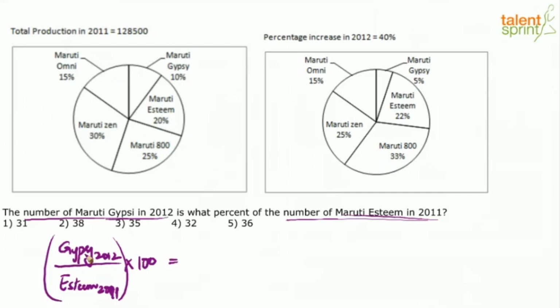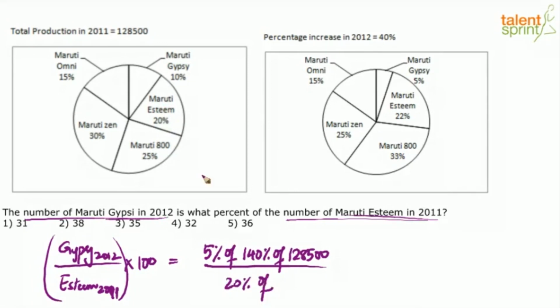So Gypsies in 2012, right? How many Gypsies in 2012? 5%. Don't simplify, that's what I'm saying. Write it as it is. 5% of 140% of 1,28,500 divided by Esteem in 2011. How many Maruti Esteems in 2011? 20%. 20% of how much? 1,28,500. X by Y into 100. This multiplied by 100. Are you able to follow?